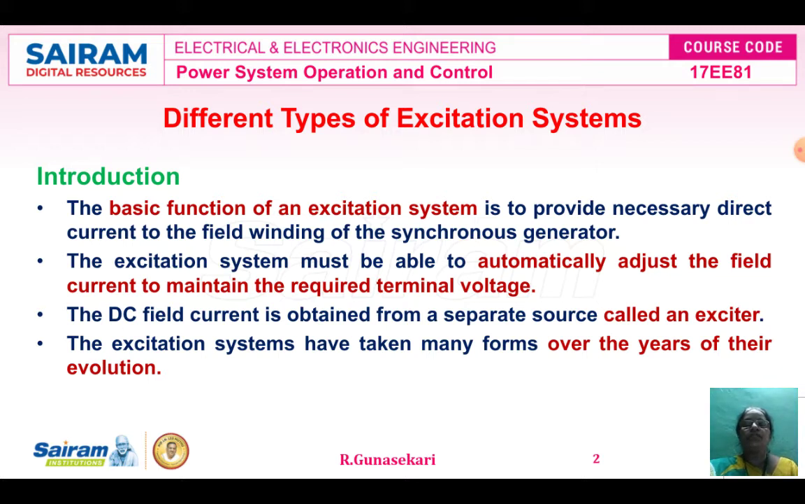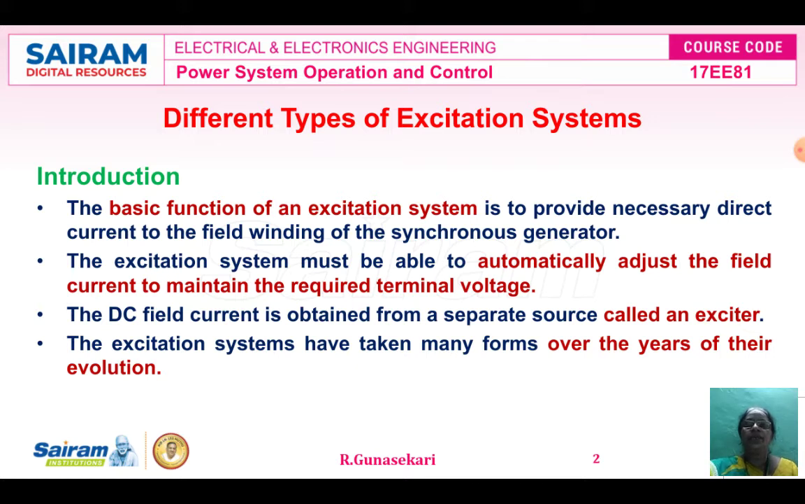The basic function of the excitation system is to provide the necessary direct current, that is DC, to the field winding of the synchronous generator, that is the alternator. The second one is the excitation system must be able to automatically adjust the field current to maintain the required terminal voltage, because the voltage is inversely proportional to excitation, that is flux.